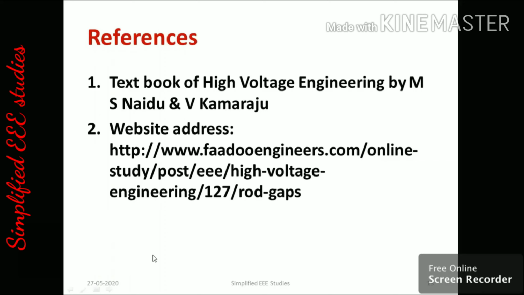Let us conclude the session. In this video, I have discussed the importance of rod gap measurement. Similarly, the salient features of that particular rod gap arrangement, and I have explained different configurations like plane to plane, point to point, plane to point, point to plane. And specifically, I have explained why point to point configuration is required. That point to point configuration is mainly for a non-uniform field, whereas plane to plane configuration is mainly applicable for a uniform field. That particular point also I have discussed.